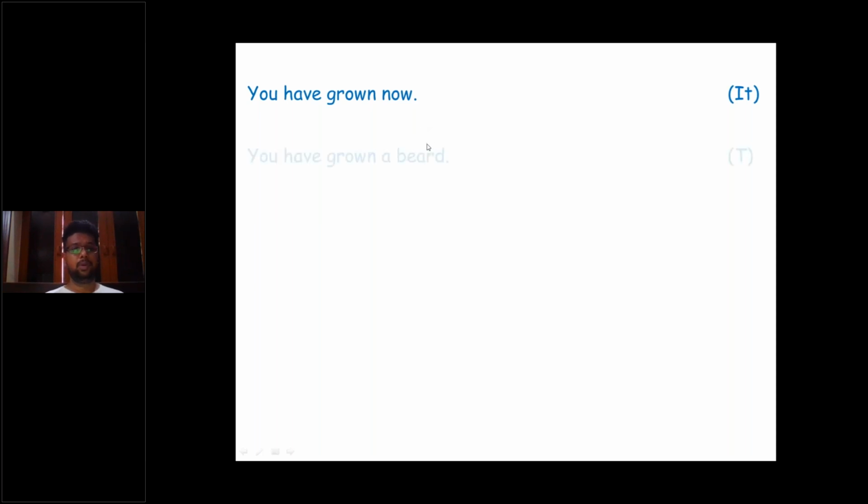Similarly, you have grown a beard. This is a transitive verb. Somebody had committed an action. There is an object. What is the object? Beard is the object. You have grown a beard. The beard is the object.